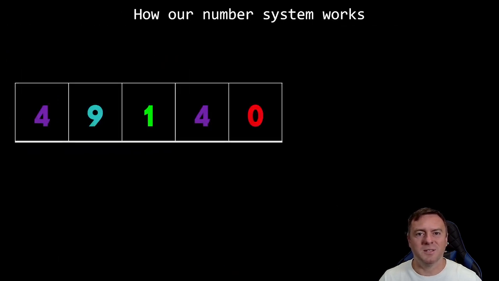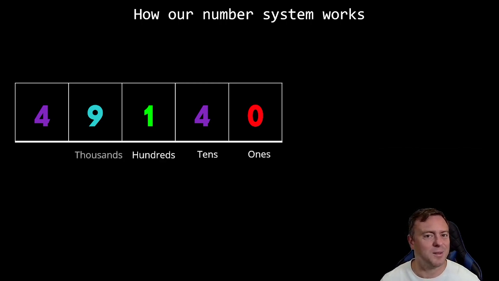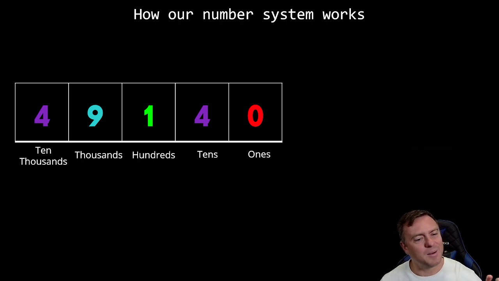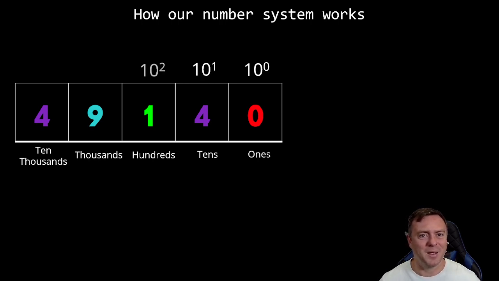So our modern number system, if we think about it, we actually unpackage it. We have the ones column, the tens column, the hundreds column, the thousands column, and then the 10,000s column. But if we wanted to think about the actual math behind that, that's the same as the 10 to the power of 0 column, 10 to the power of 1 column, 10 to the power of 2, 10 to the power of 3, and then 10 to the power of 4.